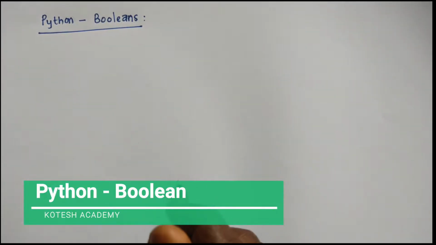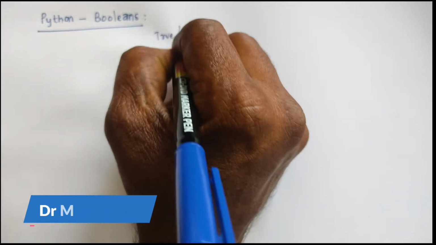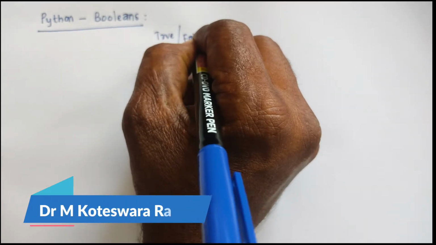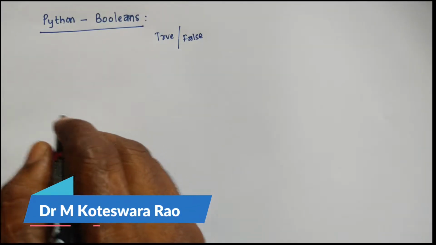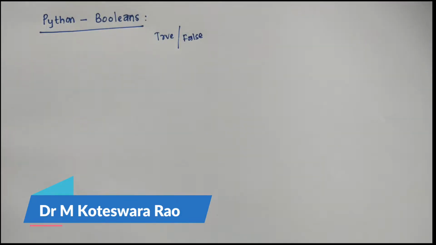Hi friends, now one more topic in Python, that is booleans. So booleans represent one of two values, that is, it has either true or false, only these two possibilities. So these are the total subtopics that belong to boolean.